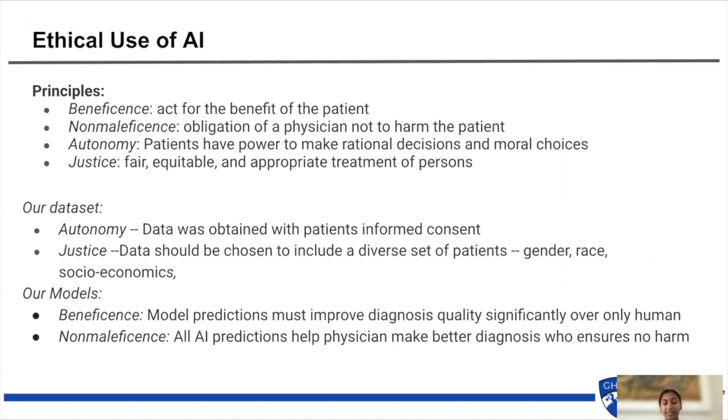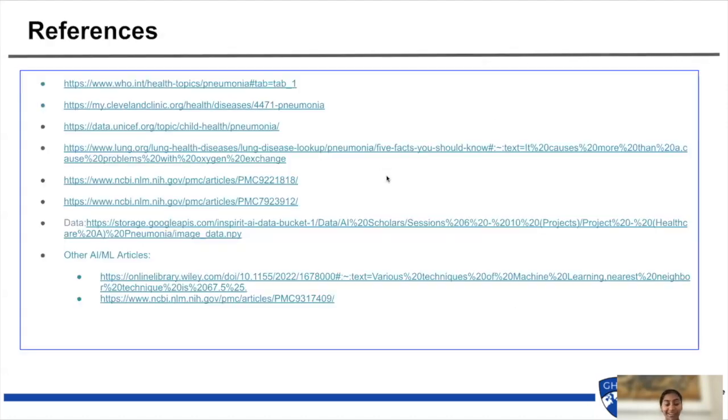So collecting data needs autonomy and justice in mind. It has to be obtained with patients' informed consent, and data should be given to include a diverse set of patients, gender, race, socioeconomics, to build the most accurate models that we can. And model predictions must improve diagnosis quality, not hinder or harm. It's supposed to help physicians. So when thinking about AI in healthcare, it's limitless, and these are my references.